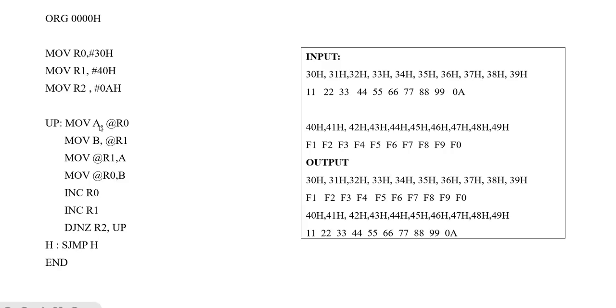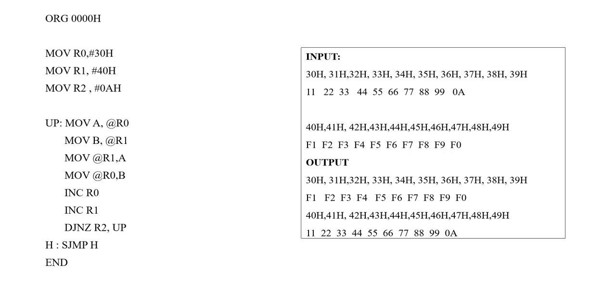Next is MOV A, @R0. This will load the value from the address pointed by R0 into the accumulator A. After that, MOV B, @R1. It will load the value from the address pointed by R1 into the register B. Then comes MOV @R1, A. So this will store the value from A into the address pointed by R1.